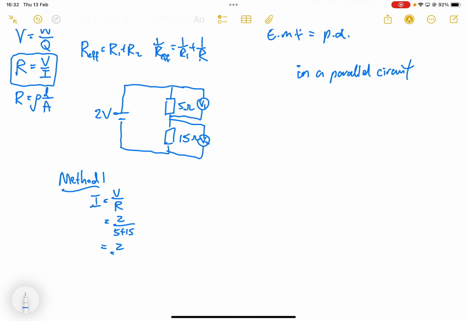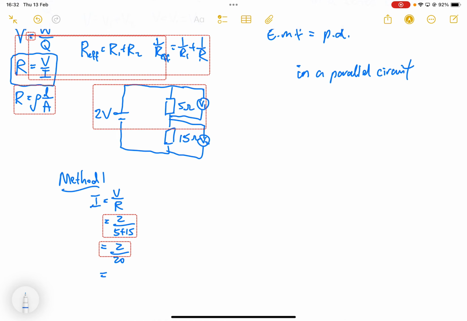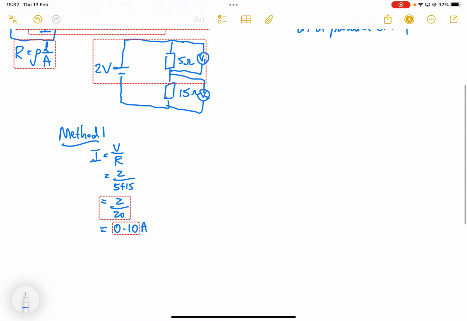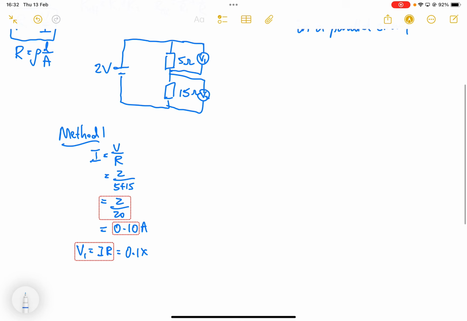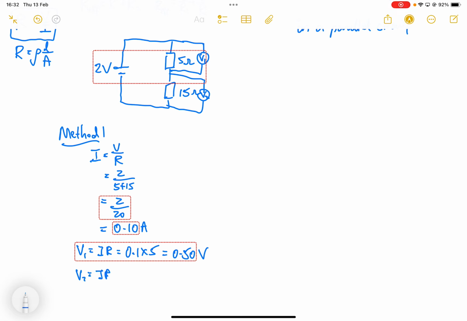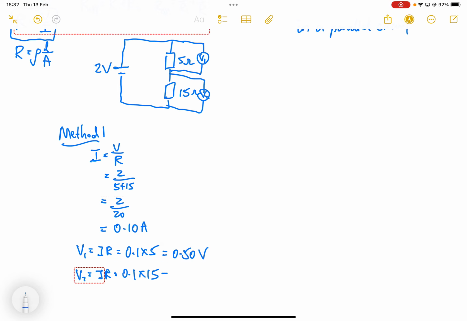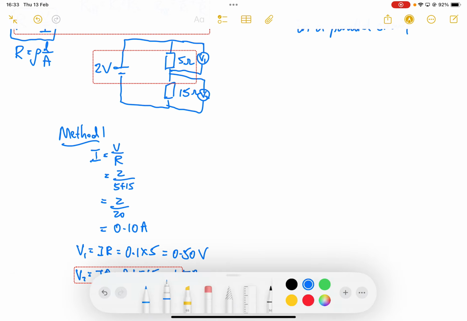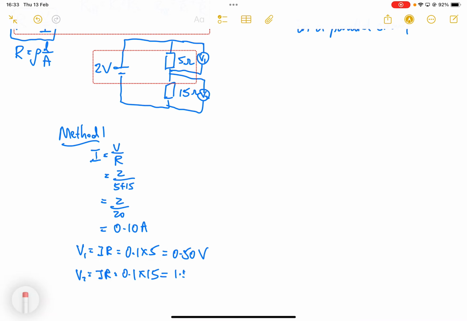So 2 over 20 is 0.10, right? Okay, so therefore V1 is equal to 0.1 times 5, which is 0.5 volts. V2 will be 0.1 times 15. Right, you get 1.5, because 2SF. Right, 2SF.